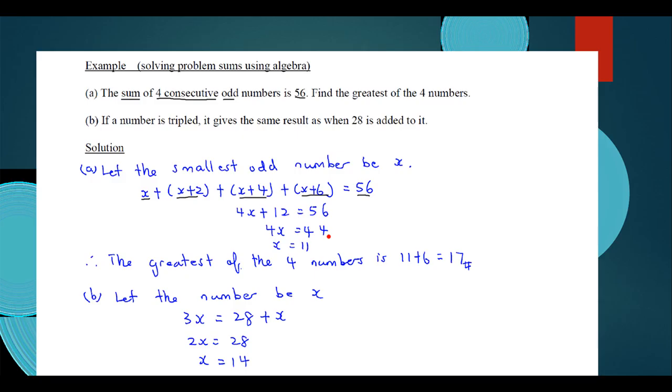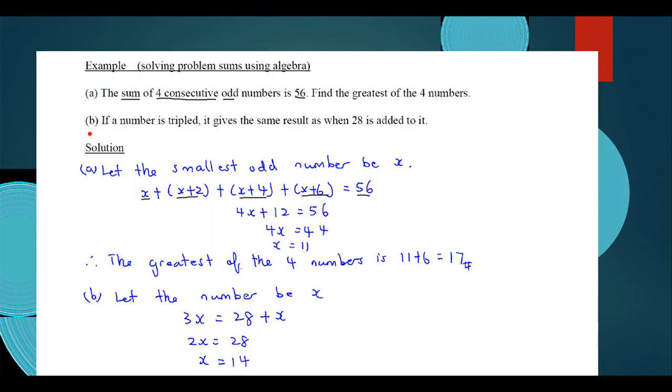And now what do I do to both sides? To get x, I divide by 4 on both sides. So I'll get x, and here if I divide by 4, I'll get 11. Now I can answer the question already. What is the greatest of the 4 numbers? So I answer with a final statement. Therefore, the greatest of the 4 numbers is 11 plus 6, which is 17. So that's all for part A.